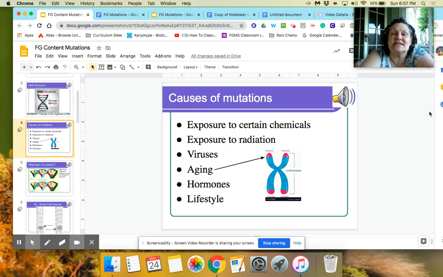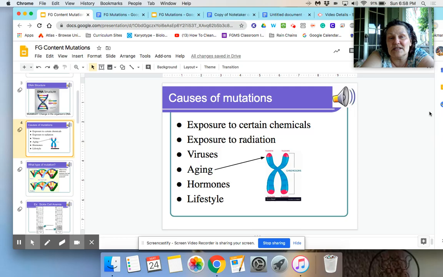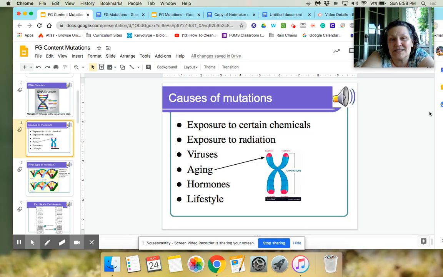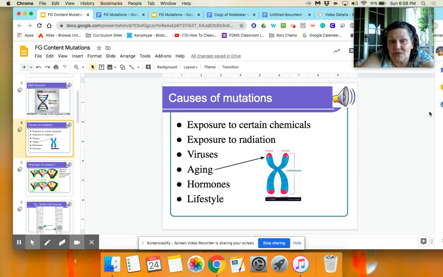One of the things that can cause mutations over the course of your lifetime is exposure to certain chemicals. It's been in the news lately, so I'm going to use this as an example: the herbicide called Roundup. What an herbicide does is it kills weeds, basically. It usually comes in this big white container and you spray it on stuff. It's been claimed to be cancer causing, right? Because it's a very, very toxic chemical. That's an example of exposure to certain chemicals.